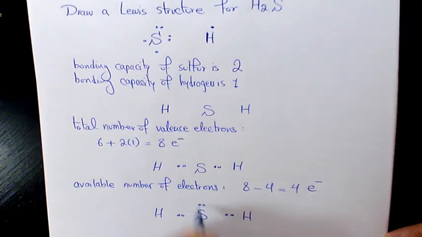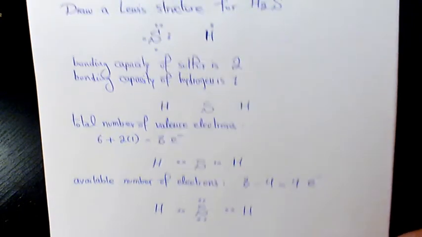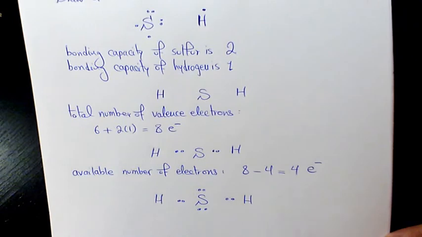So 1, 2, 3, 4. Then as you see here, we have the octet rule for the sulfur. So we need to replace the shared electrons with a dash. So it's going to be like that for H2S. So that's the Lewis structure for H2S.